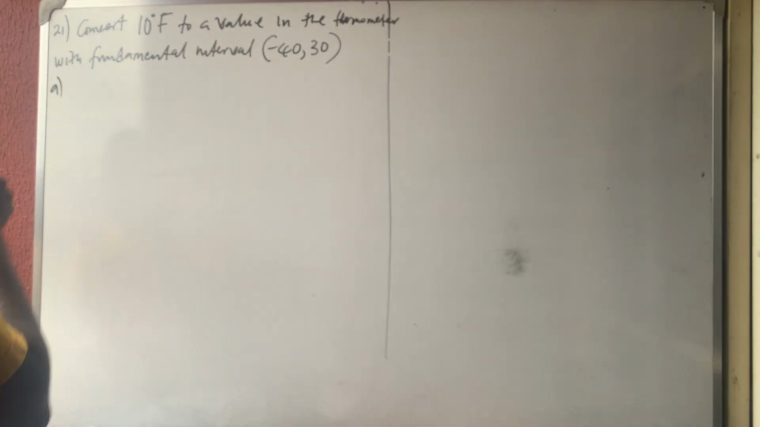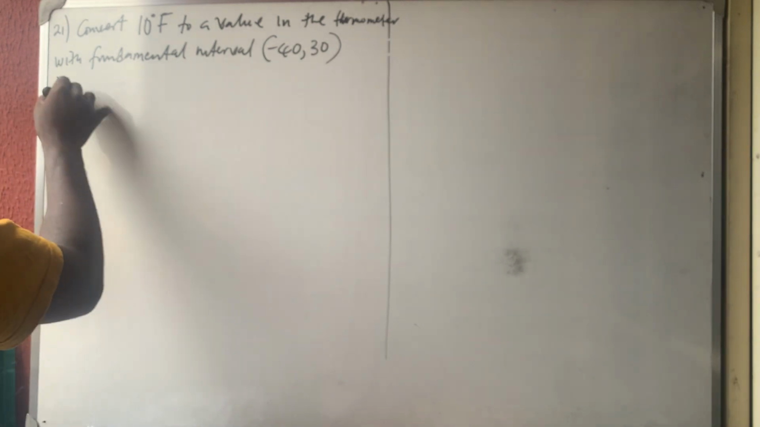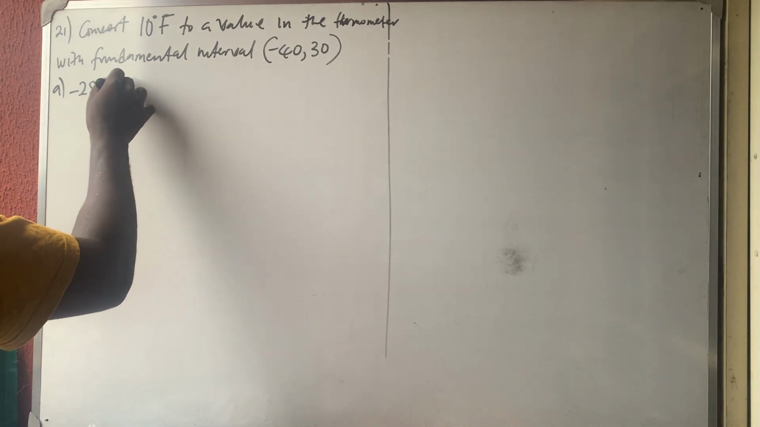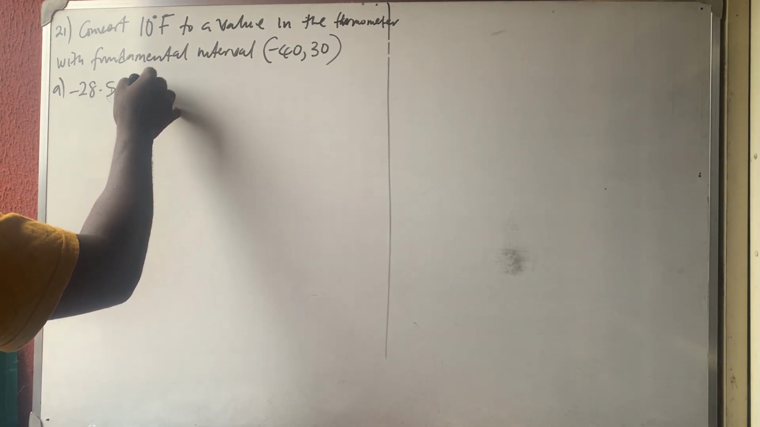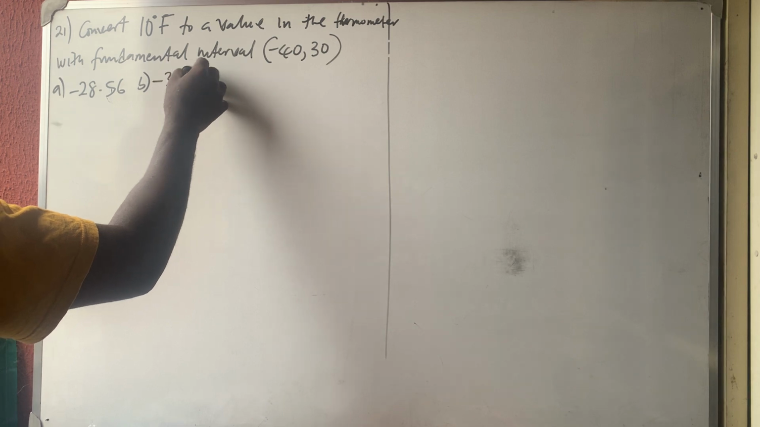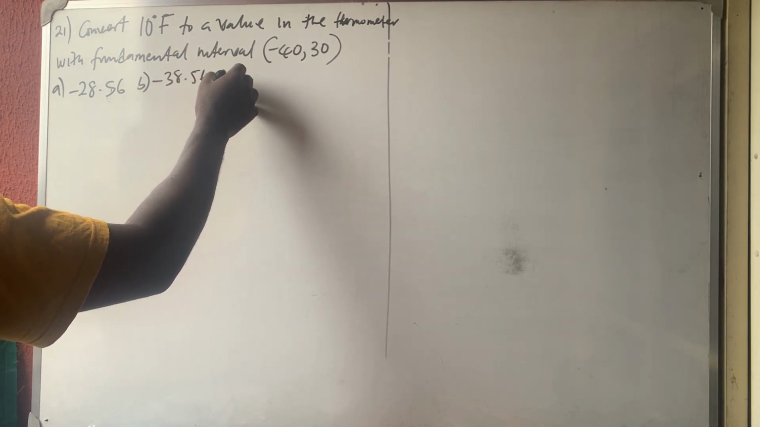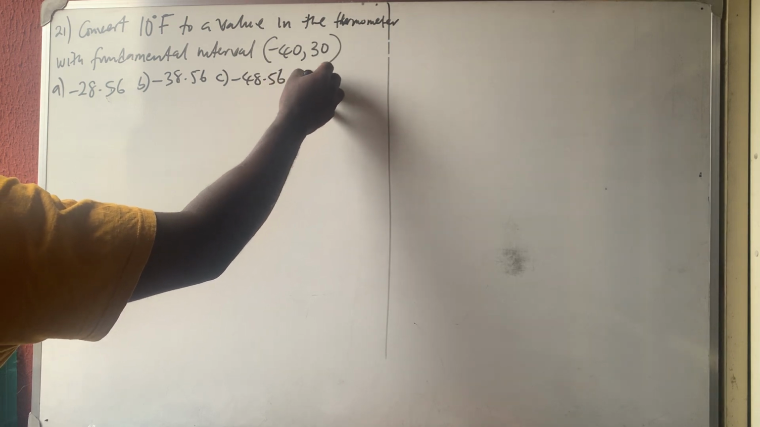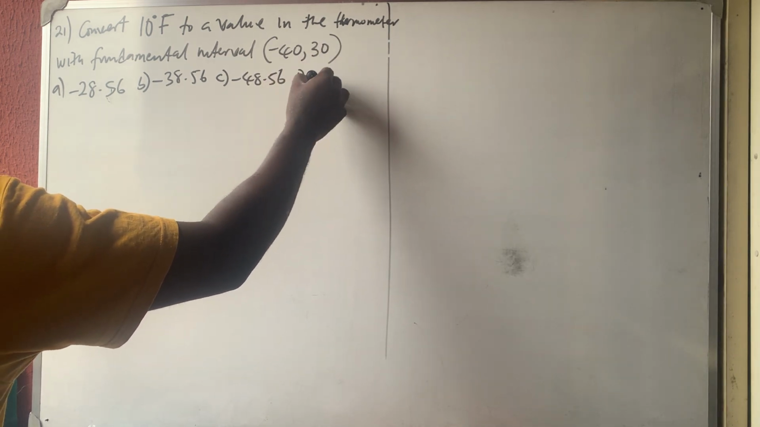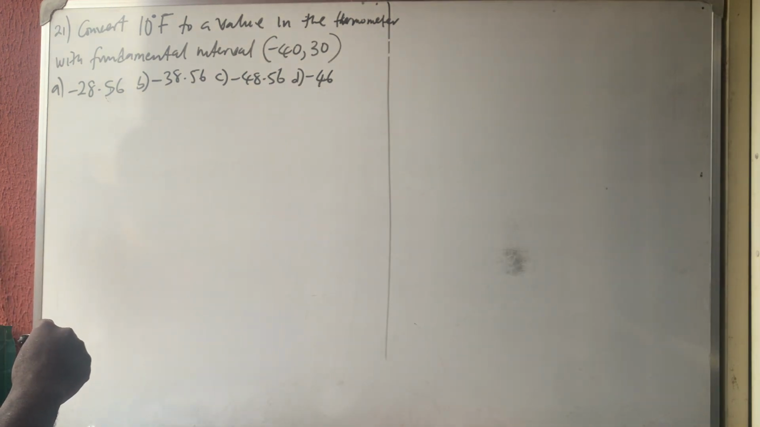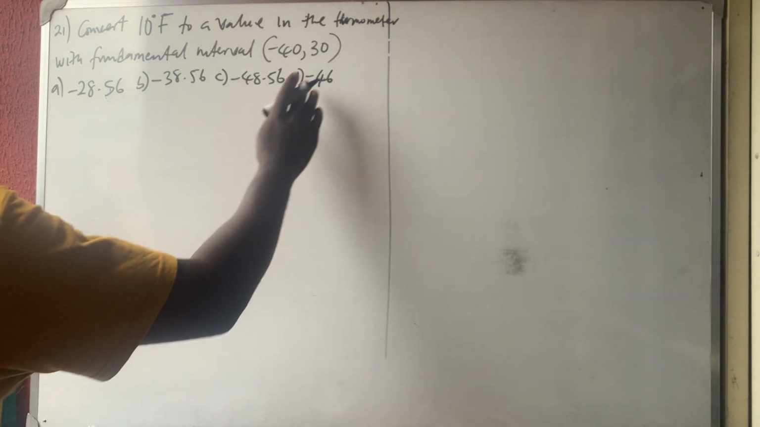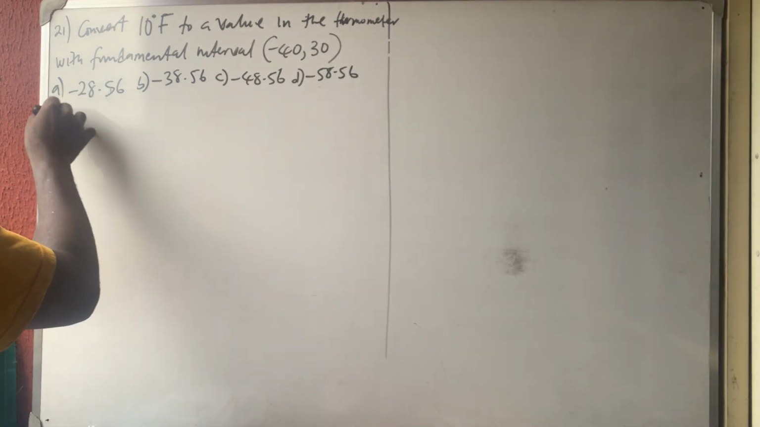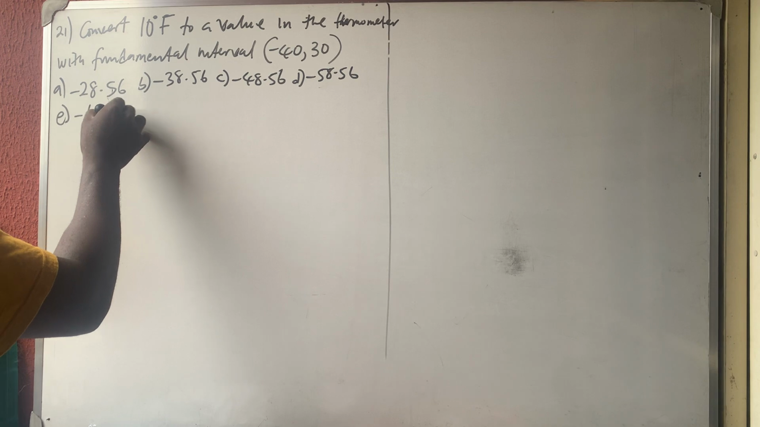they say that option A minus 28.56, option B minus 38.56, option C minus 48.56, sorry, option D minus 58.56, option E minus 68.56.